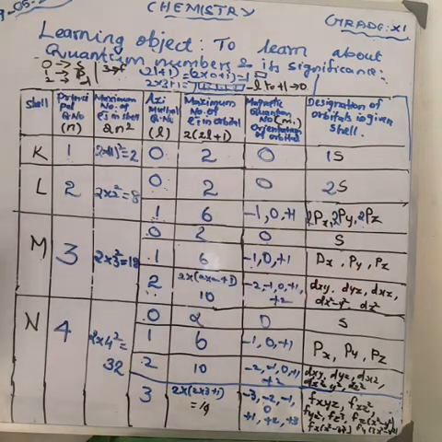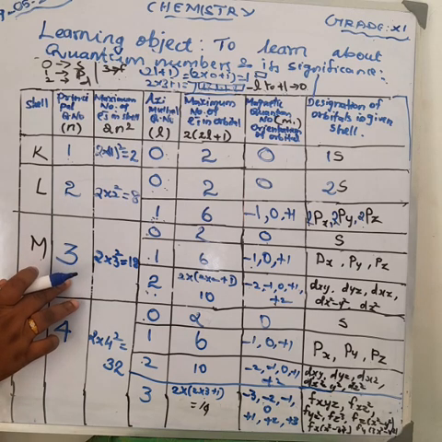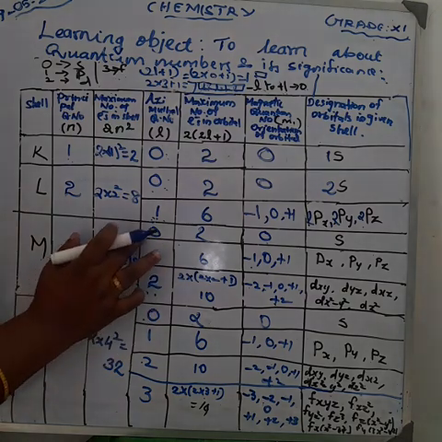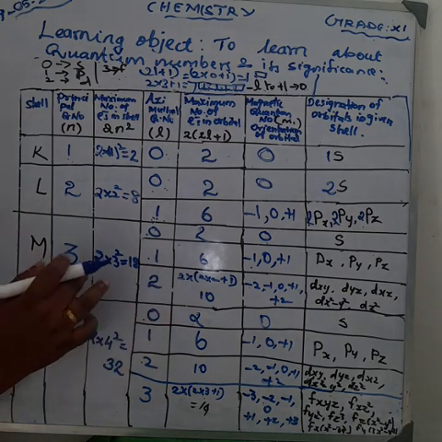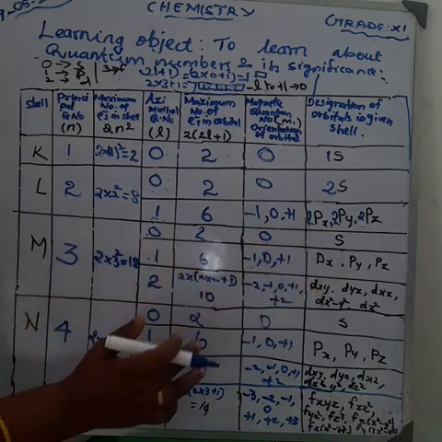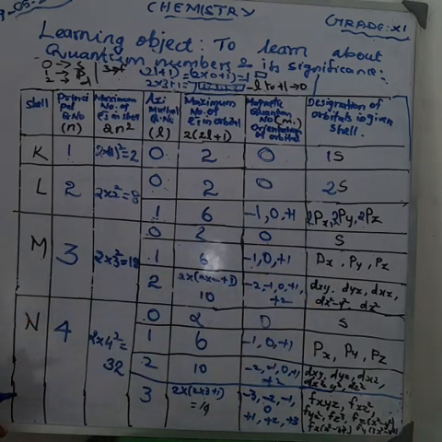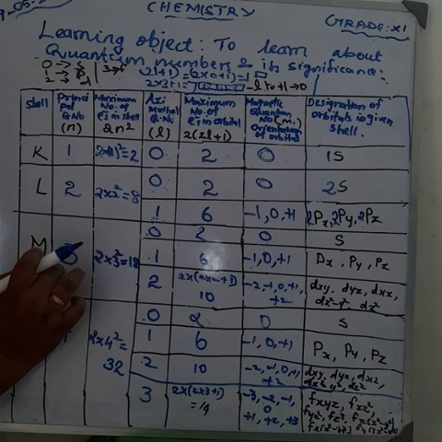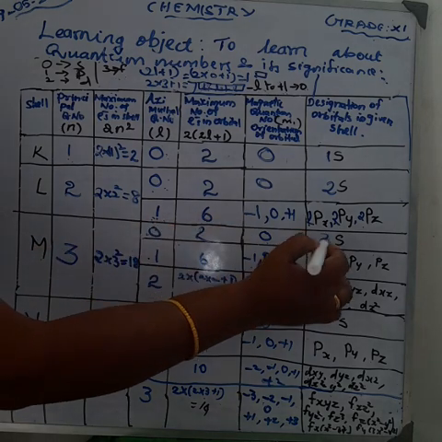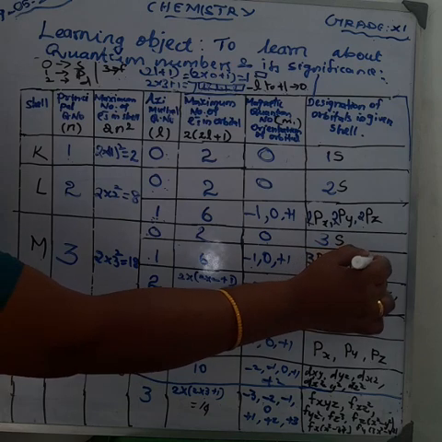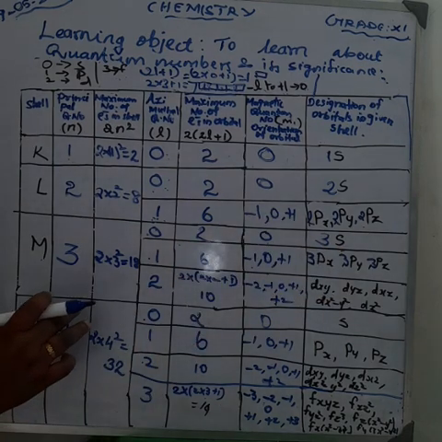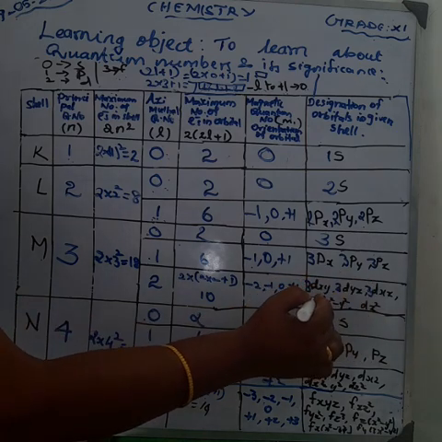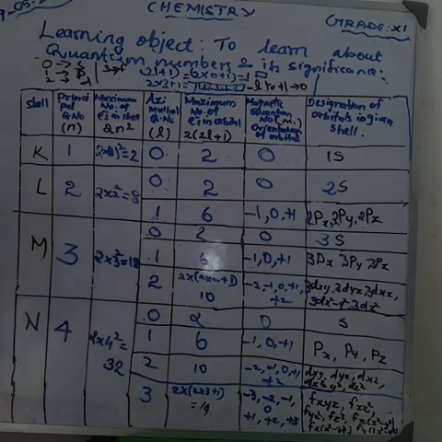And then the third shell, the M shell. How many subshells does the third shell have? 3 subshells: S, P, and D. S subshell has only 1 orientation, P has 3 orientations, and D has 5 orientations. Principal quantum number for M shell is 3, n equal to 3. So 3s, 3px, 3py, 3pz, and 3dxy, 3dxz, 3dyz, 3dx square minus y square, and 3dz square.